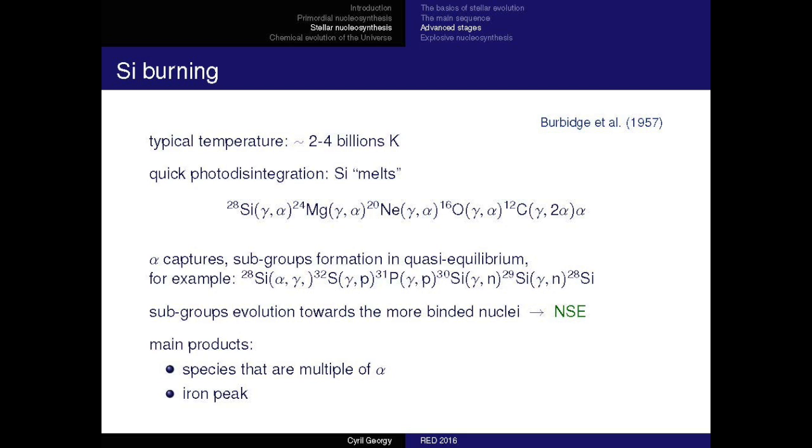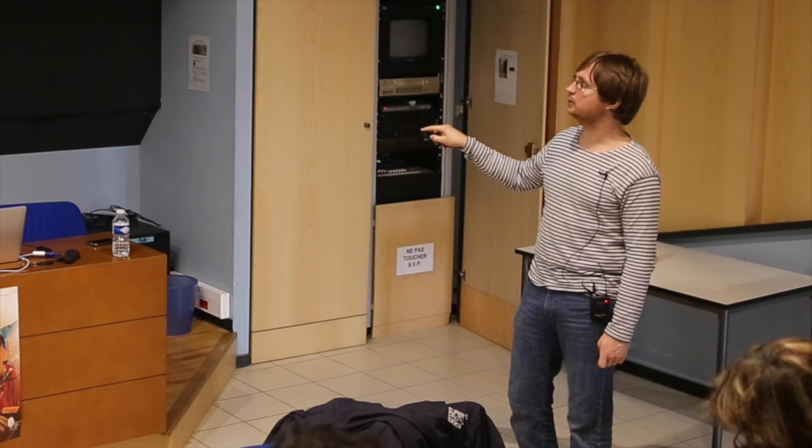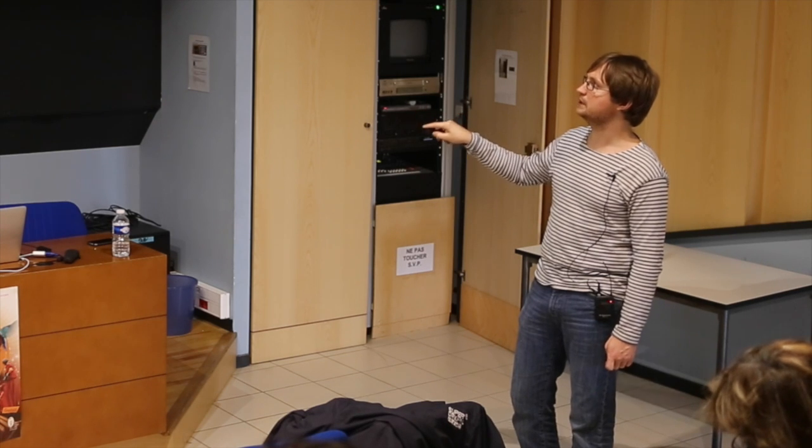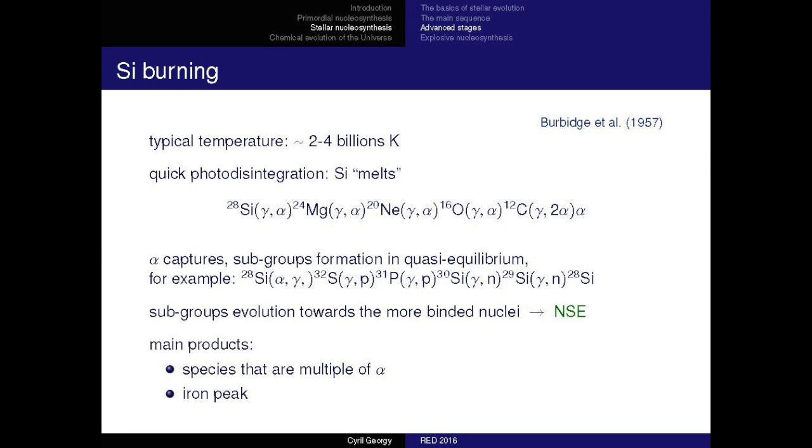Then, again, you will reach a higher temperature, a few billion Kelvin, and from there you will have a quick photodisintegration of the silicon. So the silicon will melt in some sense. It will start to strongly interact with the photons that will progressively destroy it, starting from silicon 28, releasing an alpha particle going to magnesium 24, neon 20, oxygen 16, carbon 12, and at the end you will produce only alpha particles through this channel. But all these alpha particles released from a fraction of the silicon 28 will be used to produce some subgroups in quasi-equilibrium, starting from silicon 28, for example. Other atoms of silicon can catch one of the alpha particles released here to produce sulfur 32, and so on.